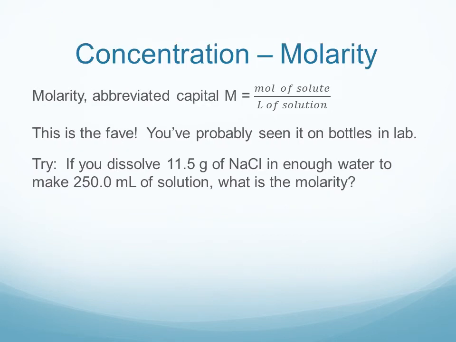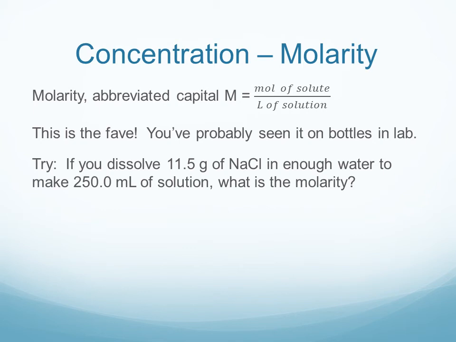And then the final way that your textbook gives of calculating concentration is molarity, and that is abbreviated capital M. If you see a capital M on a bottle in lab or in a problem, what that means is moles per liter, moles of solute per liter of solution. You've probably seen it around. It's a very common way to denote concentration because it relates moles to volume, and moles is how we do chemical reactions. So chemists really like the molarity concentration. Let's see if we can calculate one.